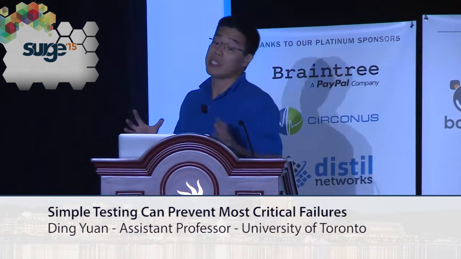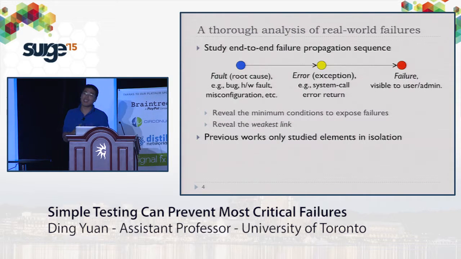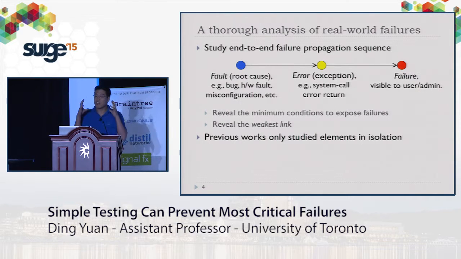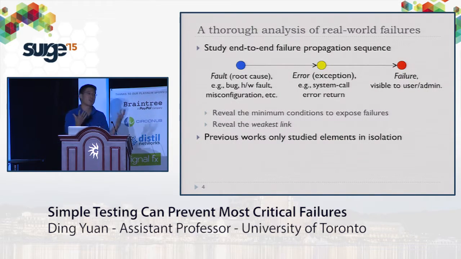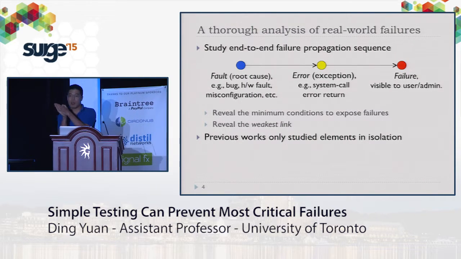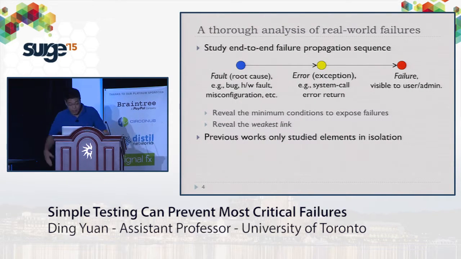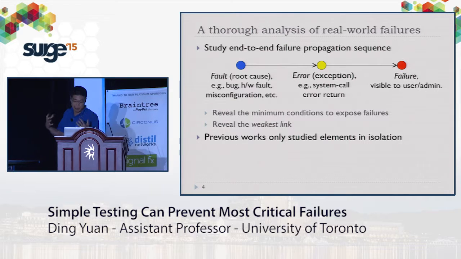Then the question is, why do these systems fail? Okay? To answer this question, we conducted a manual study on the failures. In particular, for each failure we study, we thoroughly analyze its entire failure propagation sequence. By that, we mean that usually when a failure occurs, there is a fault, which is a root cause. It can be a software bug. It can be a hardware fault. It can be a user misconfiguration. And once the fault is triggered at runtime, it will manifest into an error where the system starts to misbehave, such as an exception being thrown or a system call returning an error. Okay? And if it's not properly handled, it will eventually manifest into a failure, which is user visible.